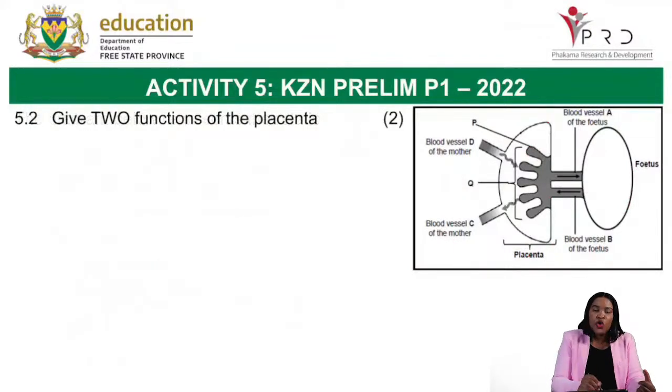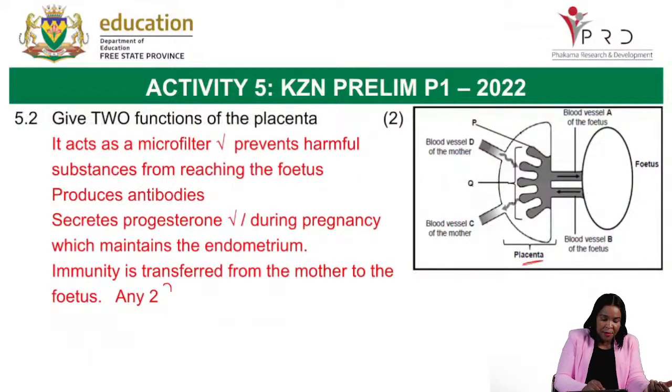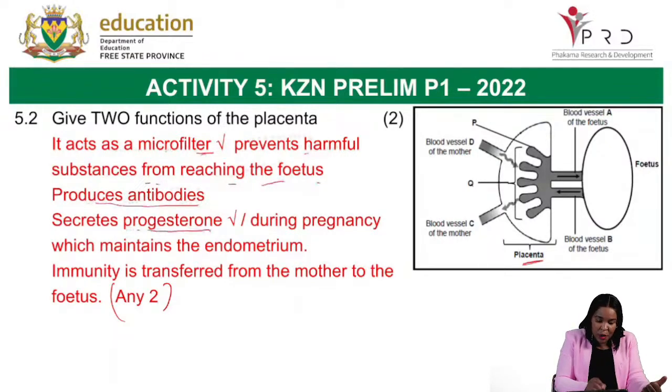And then give two functions of the placenta. So this placenta right here, what does it do? We've spoken about that. You can give any two. It acts as a microfilter, preventing harmful substances from reaching the fetus. Remember, it has those blood vessels. It also produces antibodies. It secretes progesterone during pregnancy, which maintains the endometrium.